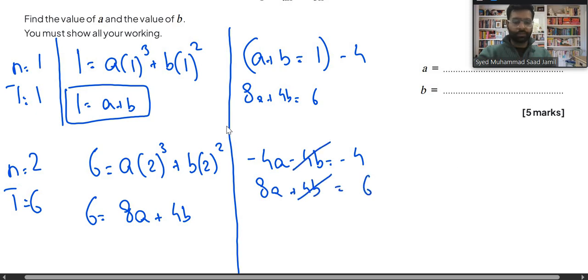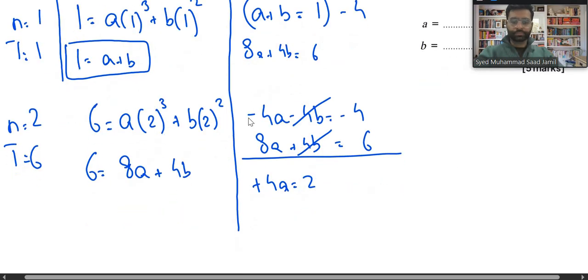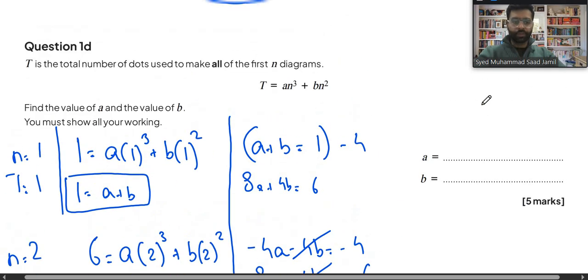We cancel this out. So minus 4a plus 8a is plus 4a. 6 minus 4 is 2. Okay, so a is equal to 2 upon 4. a is equal to 1 upon 2. That's the value of a.